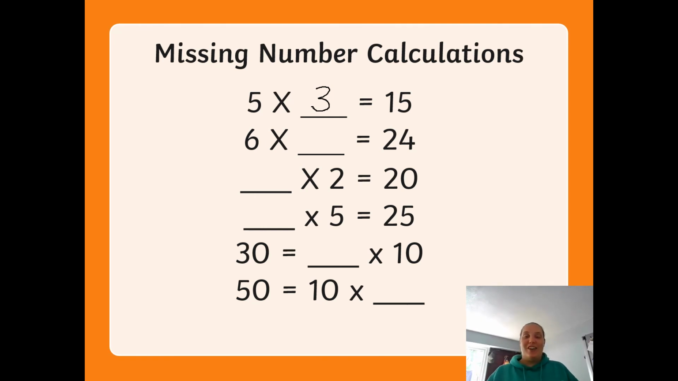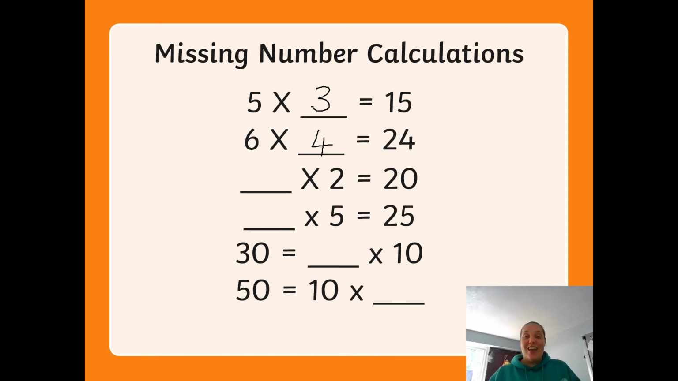Well done, everybody. So I'm going to do the same again. I'm going to hold up my fingers with nothing on them and count in steps of 6 until I get to 24. Are we ready? 6, 12, 18, 24. How many fingers am I holding up? If you've said 4, then you are absolutely right, because 6 times 4 equals 24.